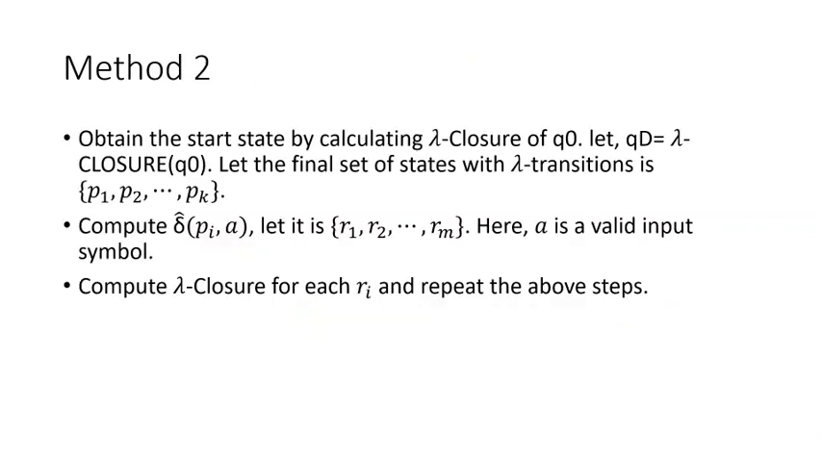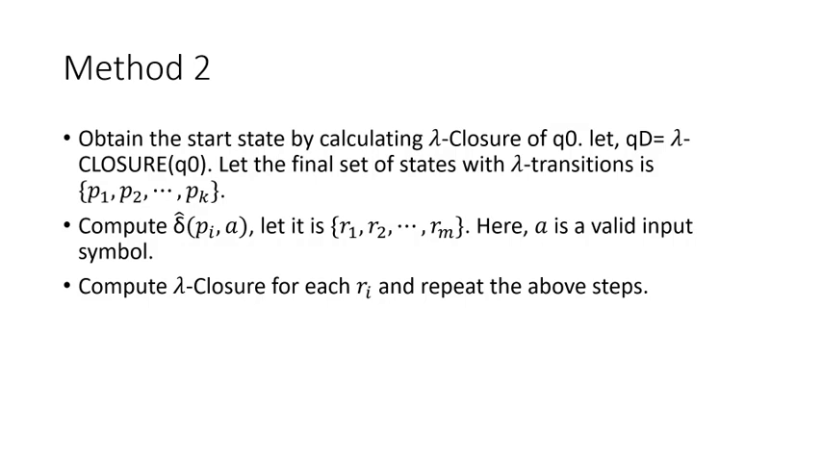So let's have a look at method 2. We always start with the initial state Q0 and we find the lambda closure of Q0. Whatever states we get after the lambda closure of Q0, that will become the initial state of the reduced NFA, with the lambda transitions removed. Suppose there we get k number of states, P1, P2, up to Pk.